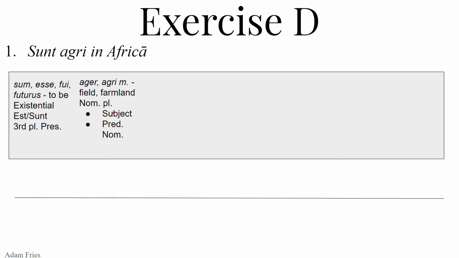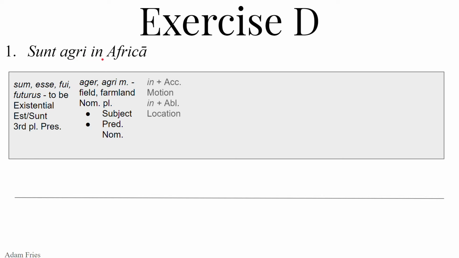It could be either the subject or the predicate nominative, but because we have existential sunt right here, we know that we have "there are." What are there? Subject. The subject are. So this is probably going to be a subject. Almost totally sure it's going to be the subject.